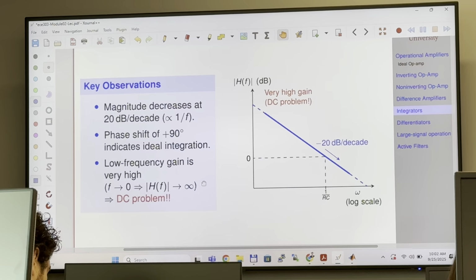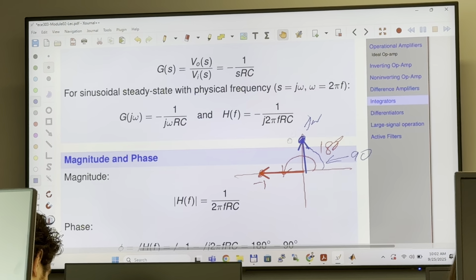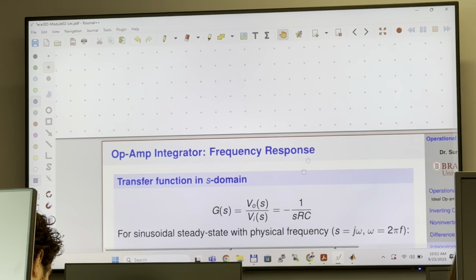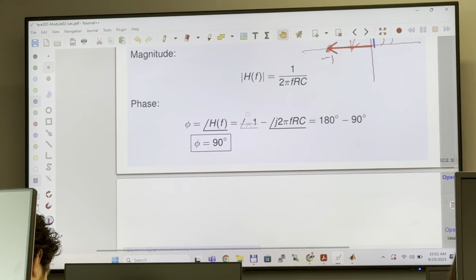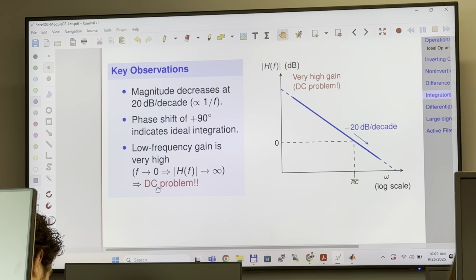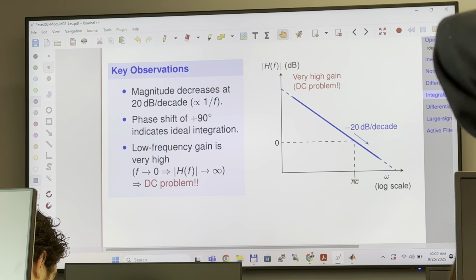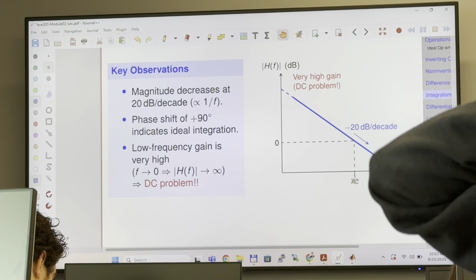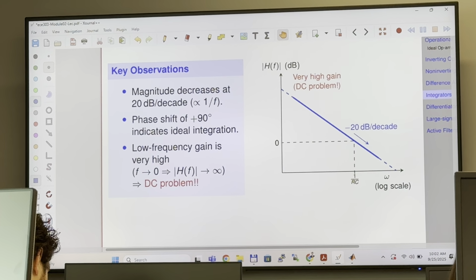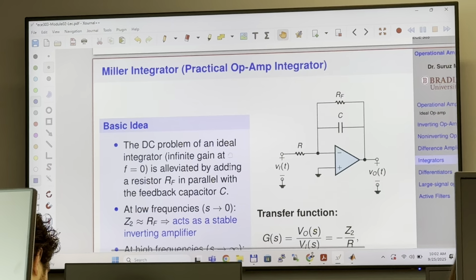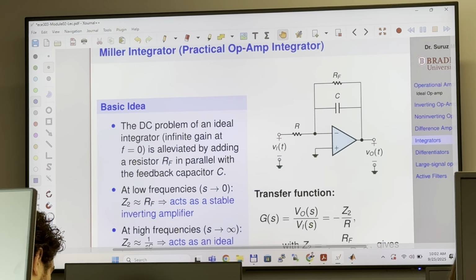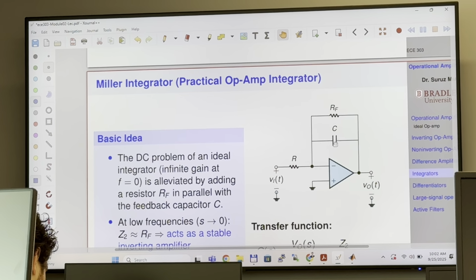So that is the reason this ideal op-amp has a problem at frequency 0, which is at DC, and that's why we have a DC problem. And we get rid of this DC problem using another integrator called the Miller integrator or practical op-amp integrator. So we just have one resistor in parallel with the capacitor.